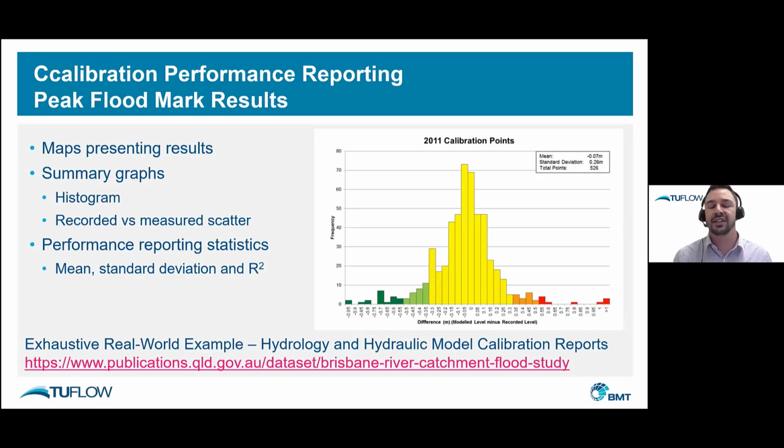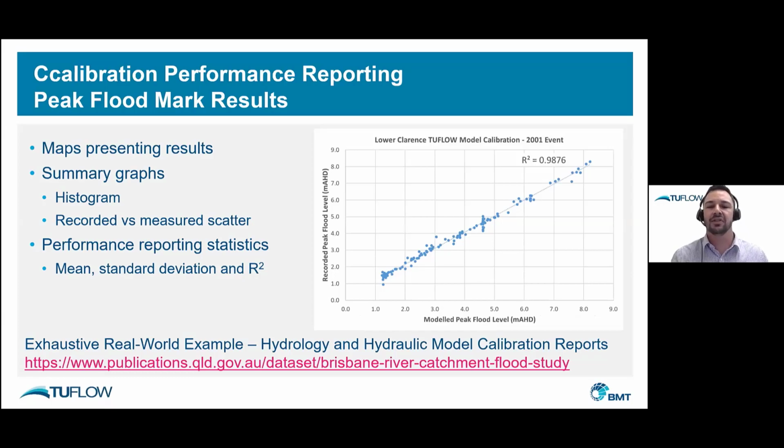It's just a great example of calibration reporting. So you'll often see the histogram plot, or alternatively, sometimes you'll see these plots where you'll be graphing the modeled result across the x-axis, and that's for water level, and your recorded water level across the y-axis. If you get a one-to-one relationship, you've got an exact match. If you don't, it can show trends where there's a mismatch. And you'll often see people reporting an R-squared measure of fit using this data set.